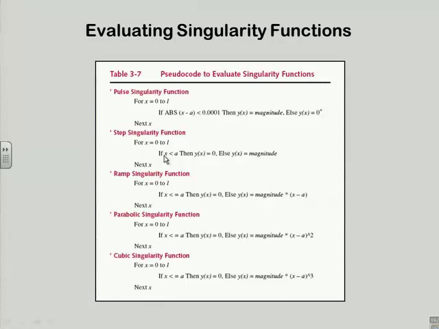Same sort of loop, and I say if x is less than a, then y of x is 0. Well, that's the definition of the function. Otherwise, y of x is equal to whatever number I give it. Okay? So now I go from 0, 0, 0, 0 to 20 pounds per inch, all the way to there, and stop. Okay?